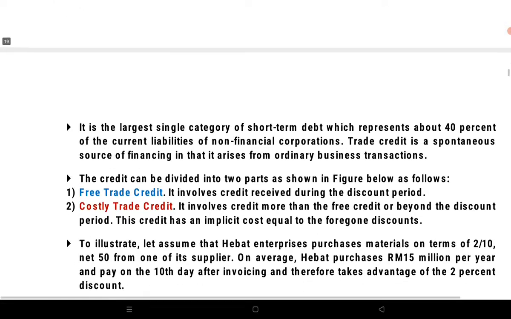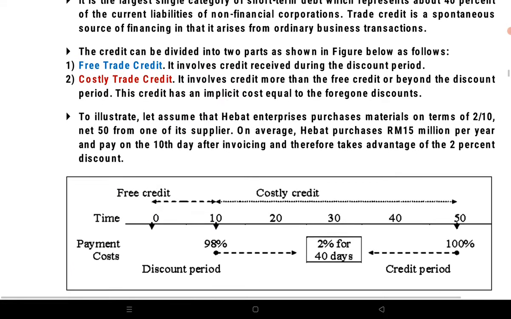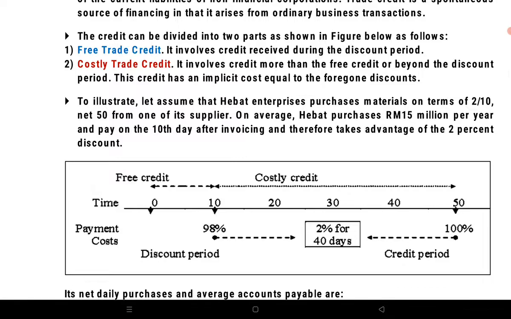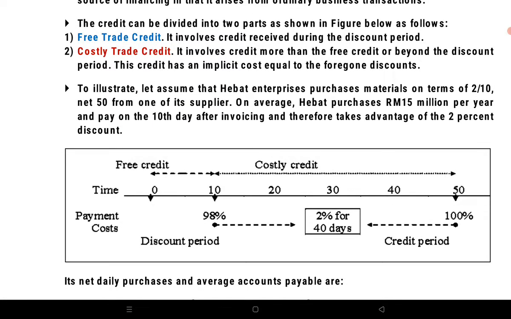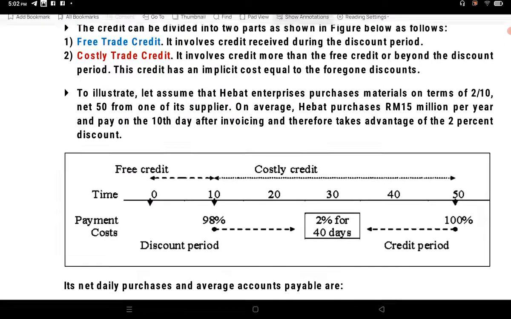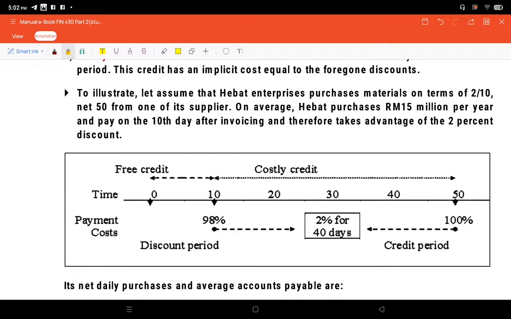Okay, so next adalah the trade credit. Satu yang saya nak highlight dalam ni adalah about trade credit. So trade credit biasanya dia akan mention such as this one. Okay, 2/10 net 50. So apa yang dimaksudkan dengan 2/10 net 50? So dua kat depan ni adalah dimaksudkan dengan 2% discount. So this item adalah 2% discount. And 10 is the discount period.